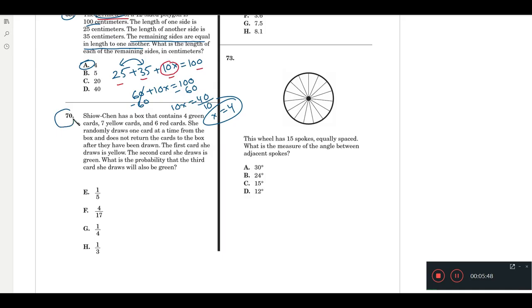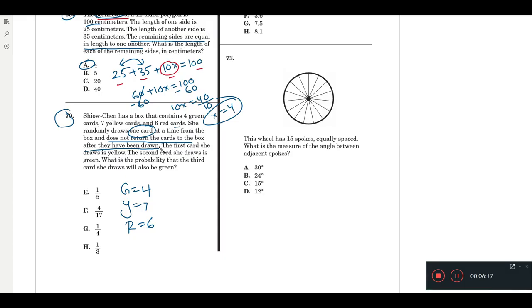All right, number 70. Sherwin has a box that contains 4 green cards, 7 yellow, and 6 red cards. Now, she randomly draws 1 card at a time from the box and does not return the cards to the box after they have been drawn. When she picks up 1 card, she does not return it.